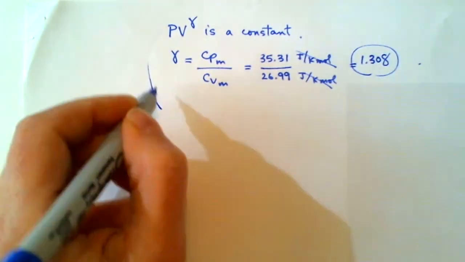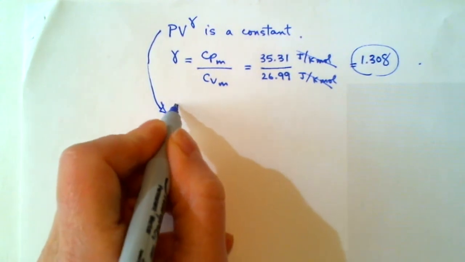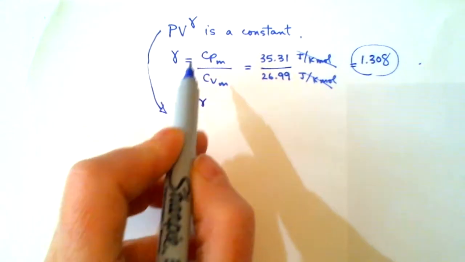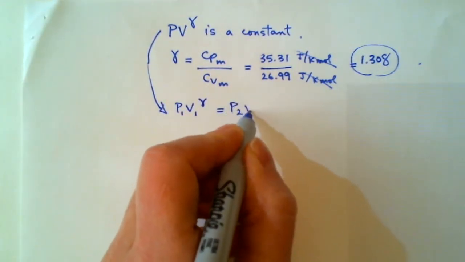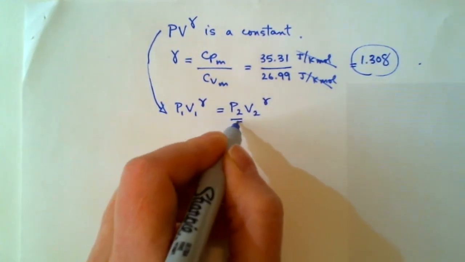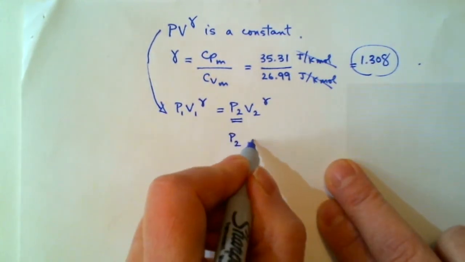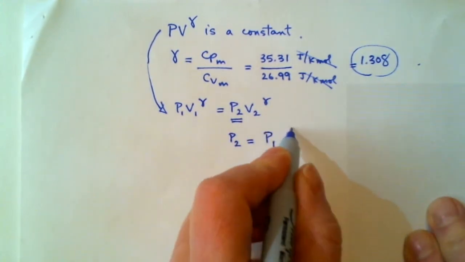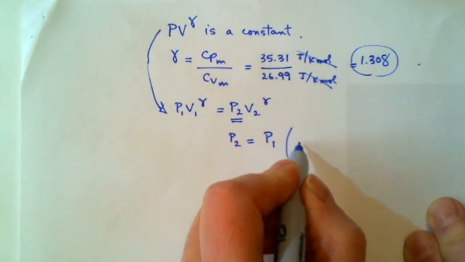Great. So what that means, if it's equal to a constant, then that means that P1 V1 gamma, remember it's not the product raised to the gamma, it's just V to the gamma, is equal to P2 V2 gamma. Let's isolate for P2. Then this guy is going to go under here. So that's P1 times, let's put V2 underneath V1.